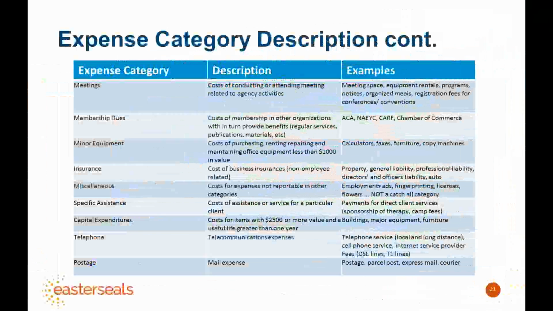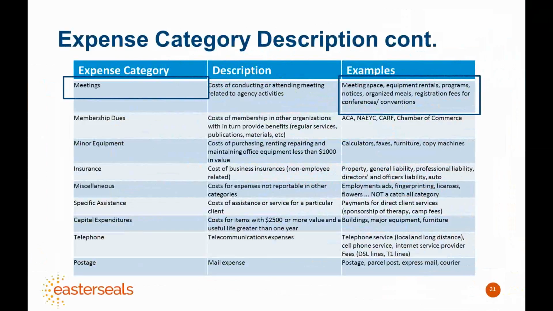Some other things that you'll see would be meetings. There's a couple different categories for meetings. You have staff meetings, you have board meetings, you have meetings. It depends on the category. So if it's a staff meeting, that's any time a meeting is involving just staff. It doesn't matter where the staff are, but just staff. Whereas just meetings could be if it's involving some other agency as well. So it's the cost of conducting or attending a meeting related to agency activities. It could be the meeting space, the equipment rental, the meals, all of that would go under meetings.